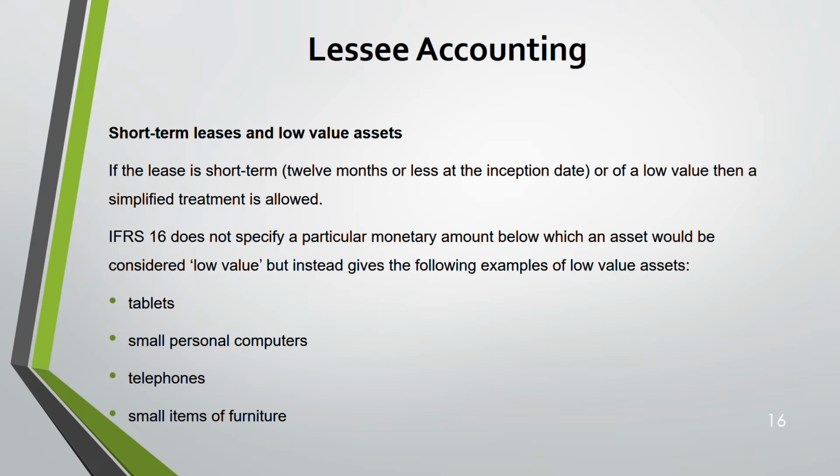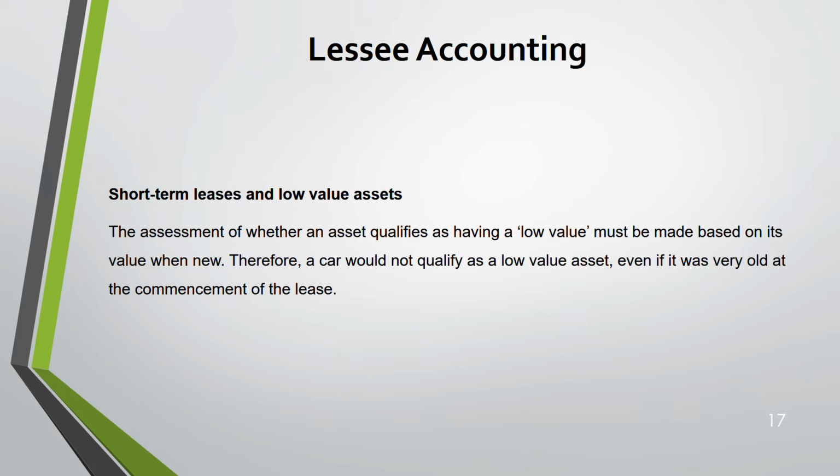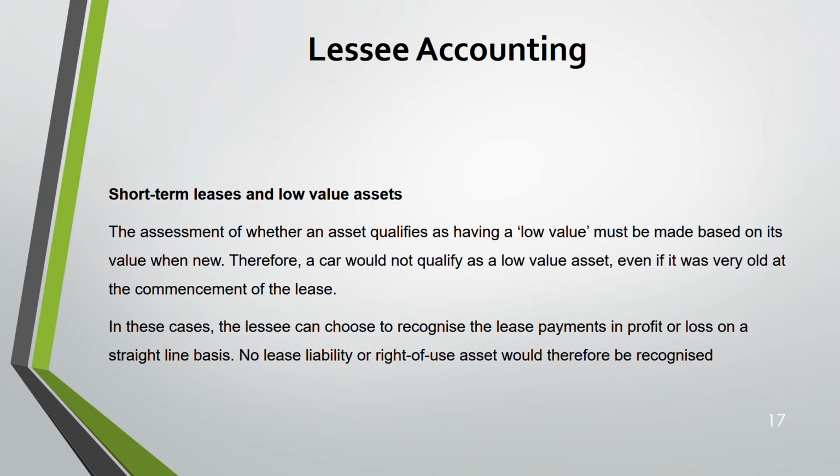So how do you treat these items? You recognize the lease payments in profit and loss on a straight-line basis. You do not recognize a right of use asset and a lease liability like how we have done for the other leases. You must have noticed something: all the leases we did are more than 1 year, 2 years, 3 years, 4 years, 5 years. So they are not short term. That's why we have to calculate the lease liability and right of use asset. But if it's short term, then you just recognize the lease payment as an expense in profit and loss. That's it.